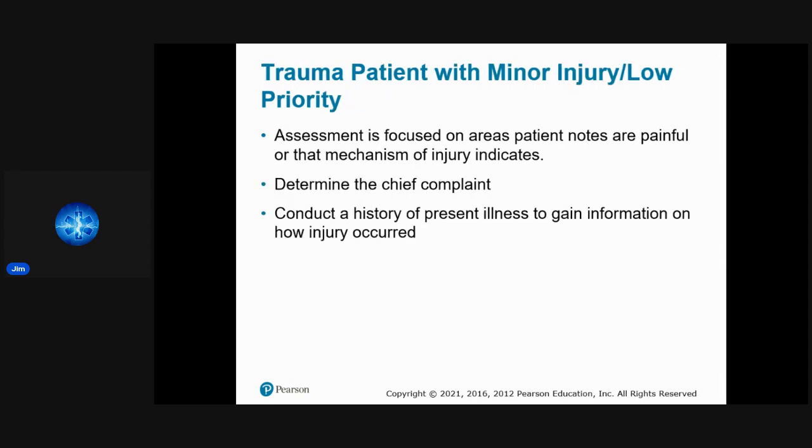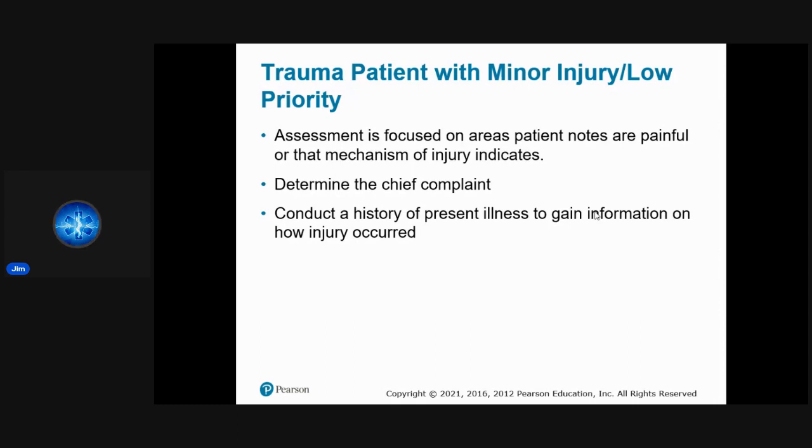So, trauma patients with minor or low priorities. Our assessment is focused on the area of pain, wherever they're complaining of pain, or that the mechanism of injury indicates. So, for a responsive minor injury patient, we're going to go to a focused exam. I twist my ankle and I say my ankle hurts. I'm going to examine the ankle. I'm not going to worry about doing a head to toe. I'm going to that ankle.